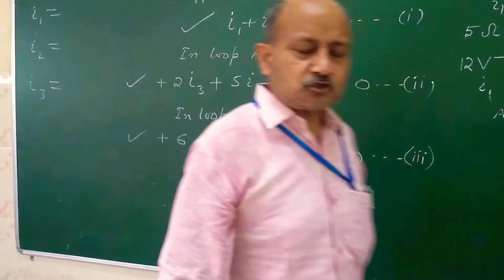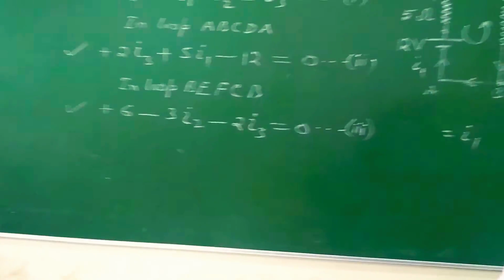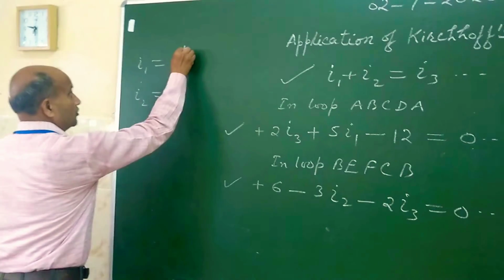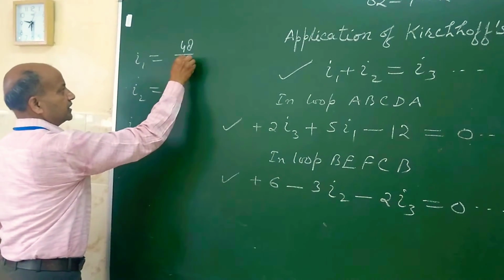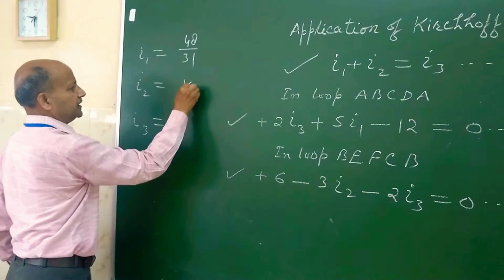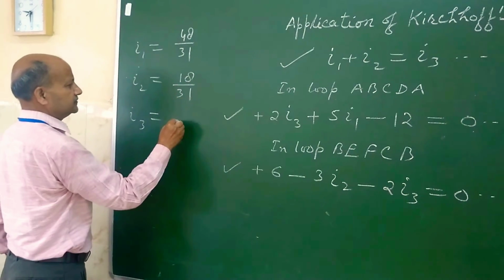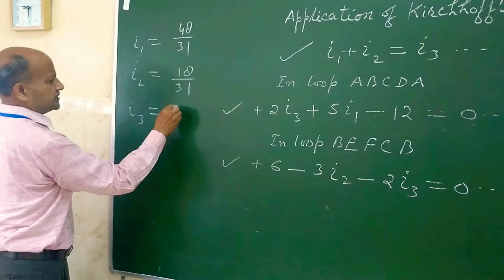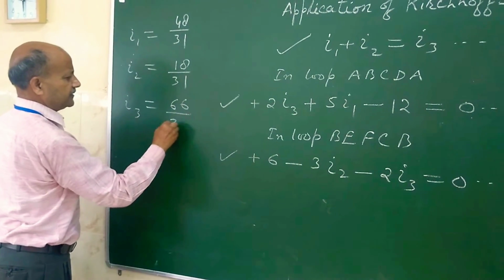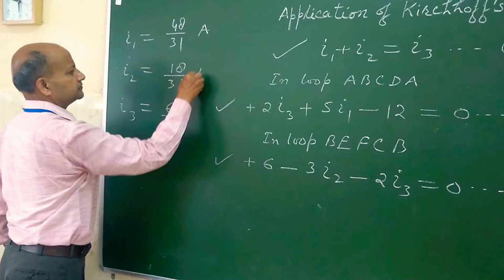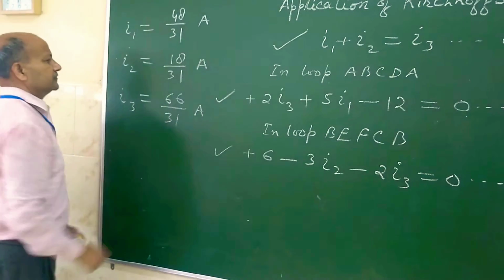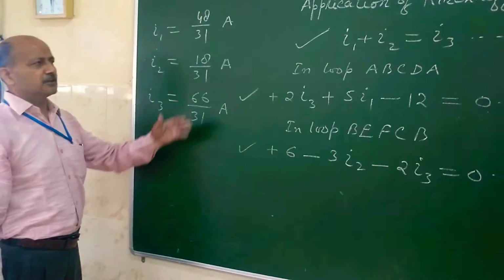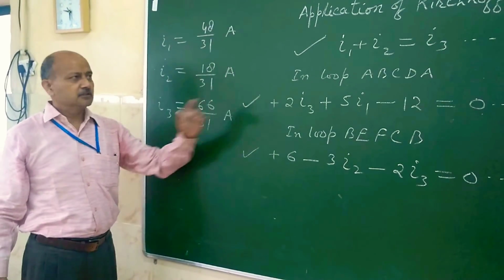So when you solve the equations, I1, I2 and I3, you get the values 48 upon 31, 18 upon 31 and 66 upon 31 ampere. These are the values of currents when you solve these equations.